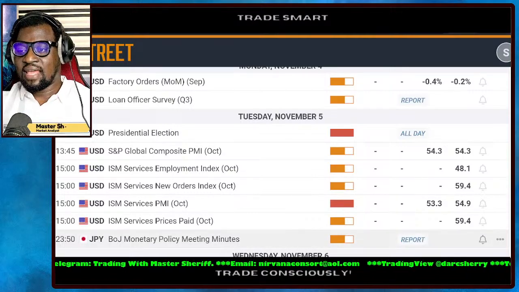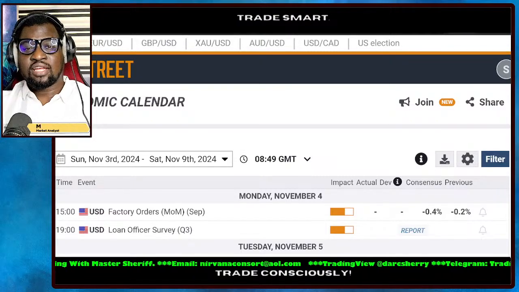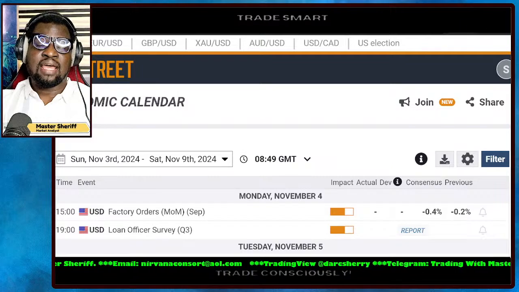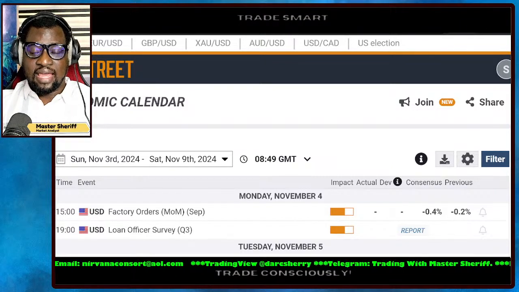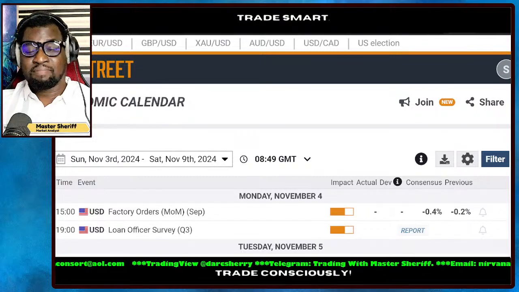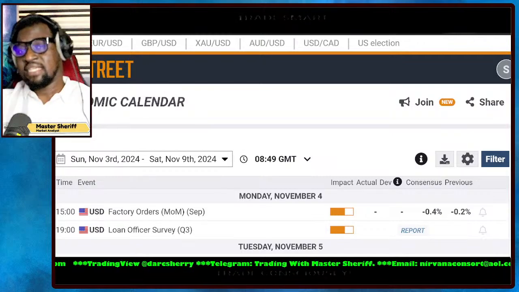Now, since the assets we are monitoring for this week include the US dollar, the Japanese yen, and the US oil spot, we will be focusing on economic features from both the United States and the Japanese economic docket. Now, usually we focus on high impactful events as they have a high tendency of bringing liquidity into the market.